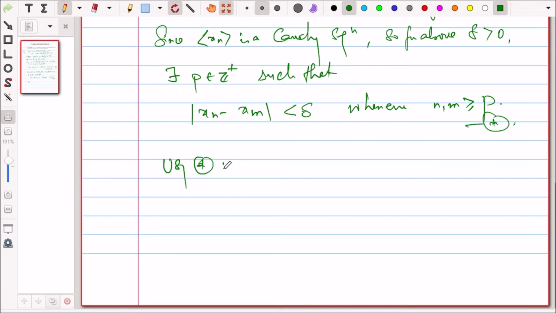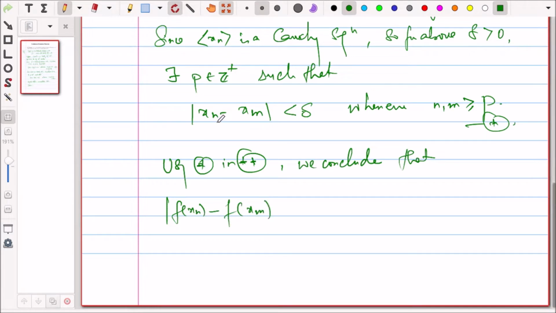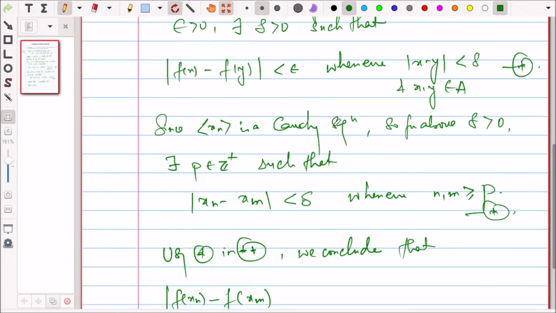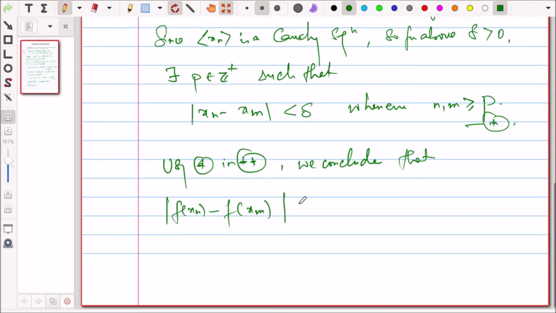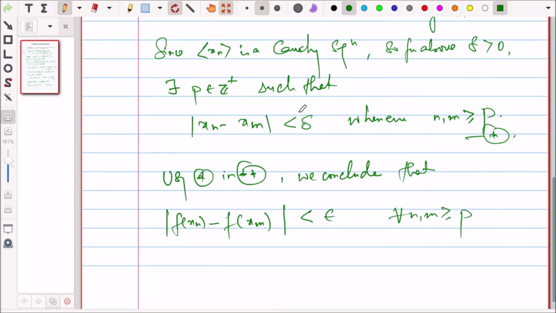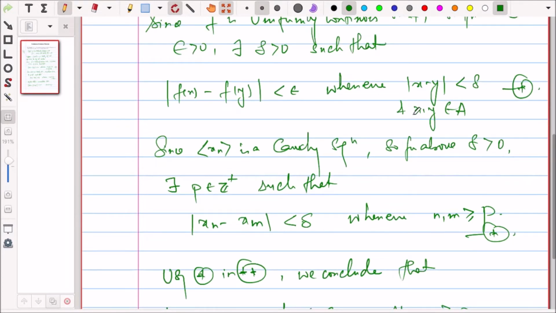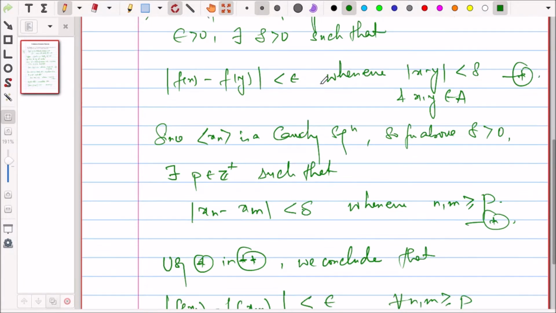So using star and double star, we conclude that f(xn) minus f(xm)... in place of x we are using xn, and in place of y we are using xm, because xn and xm satisfy this condition. So |f(xn) minus f(xm)| is less than epsilon for all n, m greater than or equal to p, because whenever n, m is greater than or equal to p, then |xn minus xm| is less than delta, and because xn is a Cauchy sequence in A, it satisfies this property. So |f(xn) minus f(xm)| will be less than epsilon.